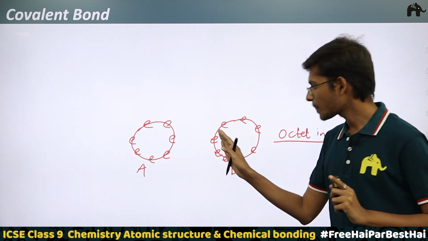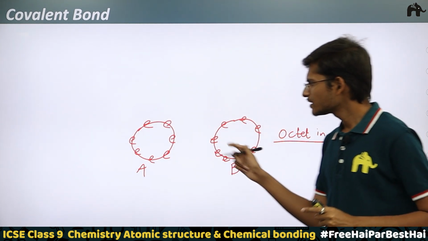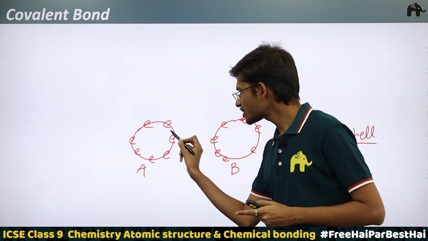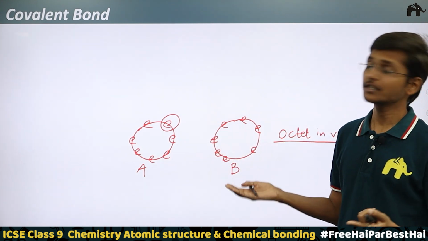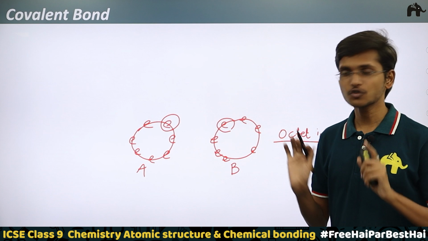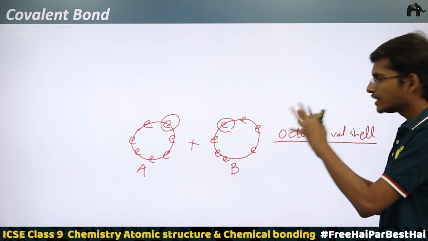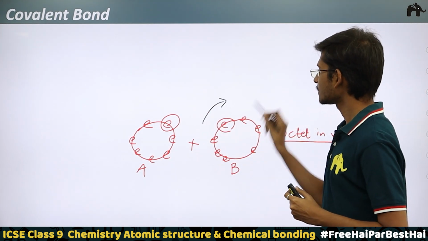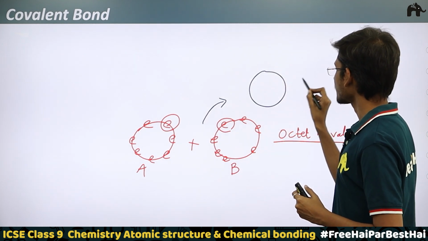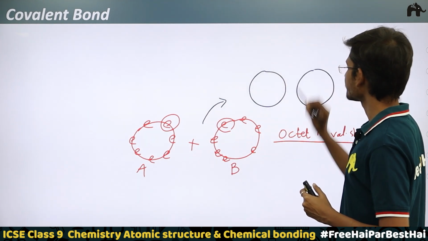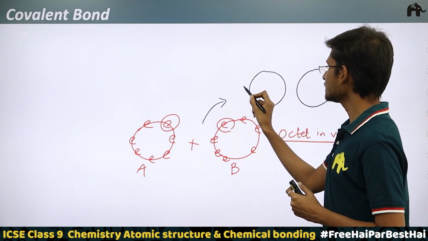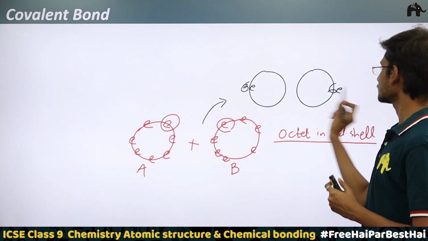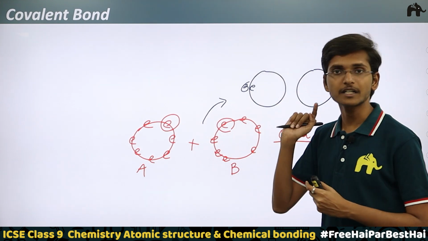In the same manner, these two atoms think: I have 7 electrons, you have 7 electrons. I will share my 1 electron with you, and you share your 1 electron with me. So they come closer. Just imagine they are coming closer: this is atom A and this is atom B. Here are the remaining 6 electrons of this atom, and here are the remaining 6 electrons of the other atom.